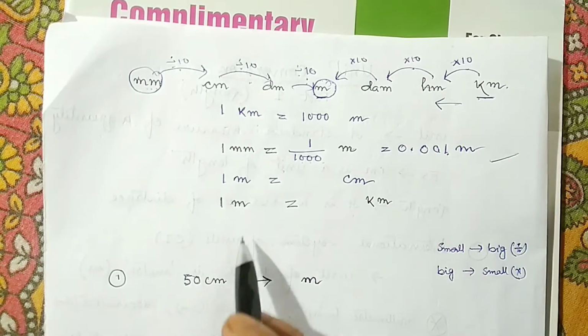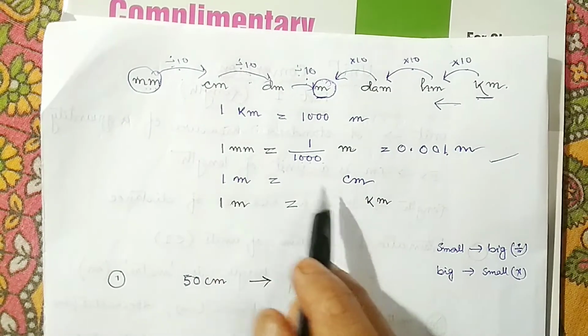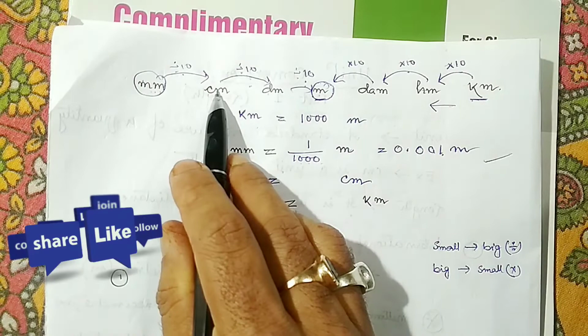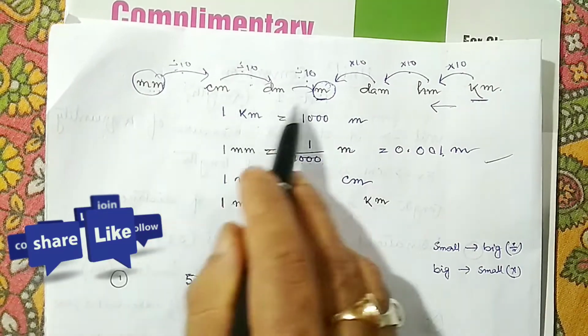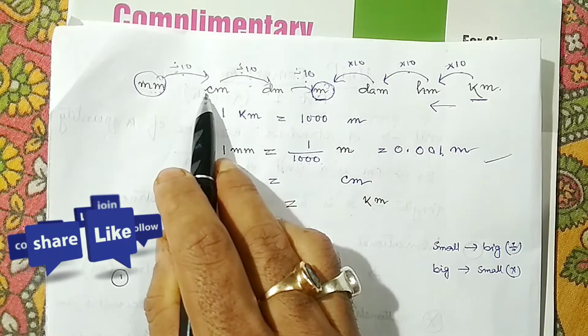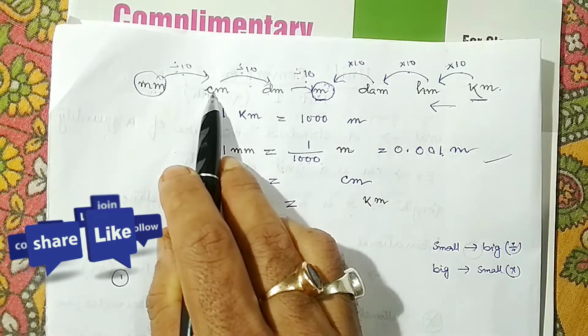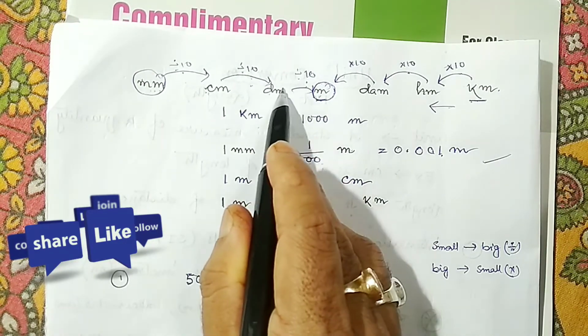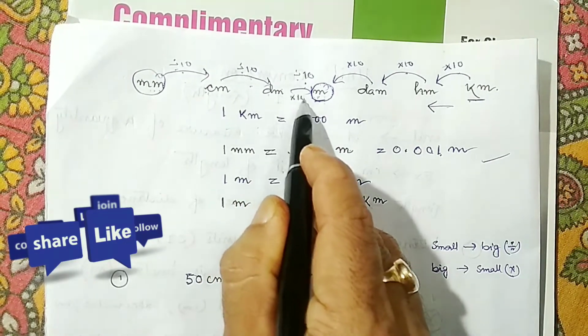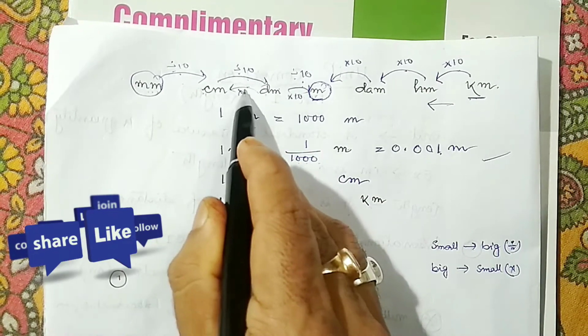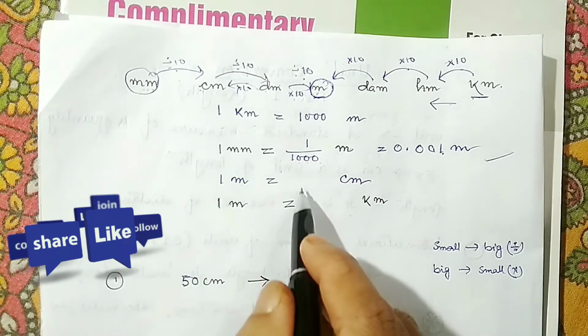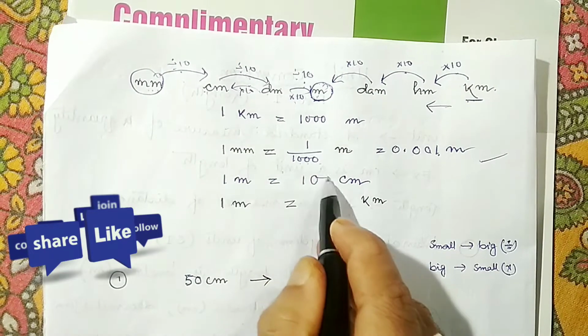Clear? Now, we want to convert 1 meter to centimeter. Now you can say yourself, meter to centimeter. We are going from bigger to smaller, and whenever we go from bigger to smaller, we need to multiply. Meter to decimeter, multiply by 10. Decimeter to centimeter, multiply by 10. So 10 into 10, 100. So 1 meter equals 100 centimeter.